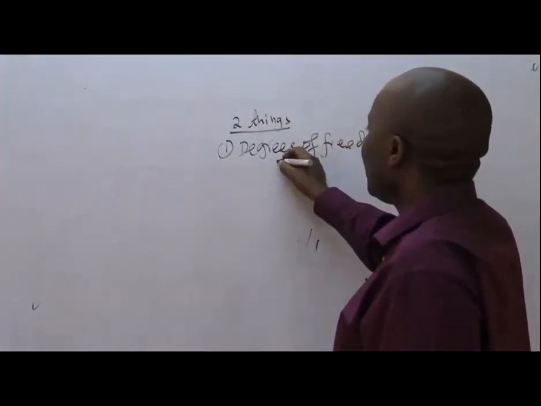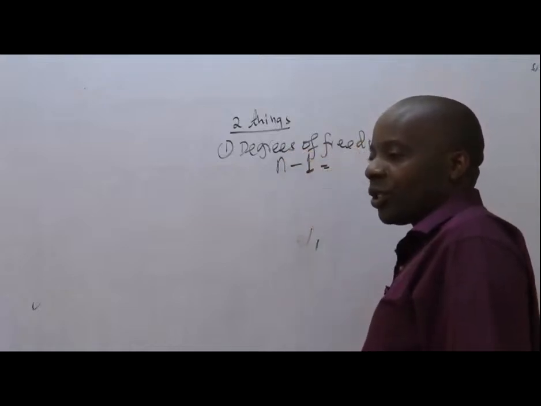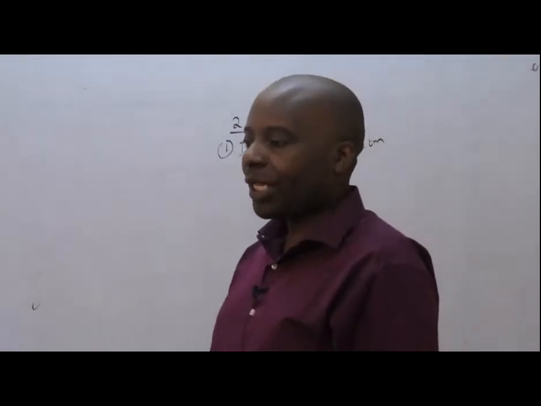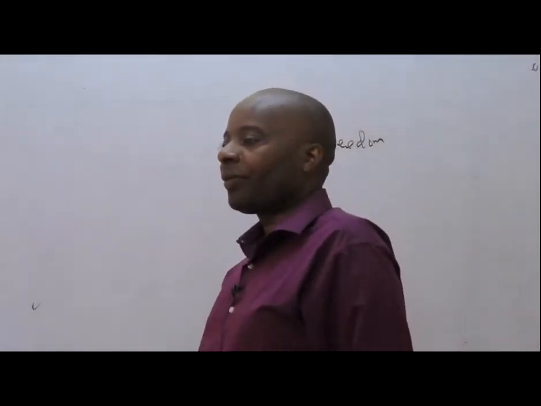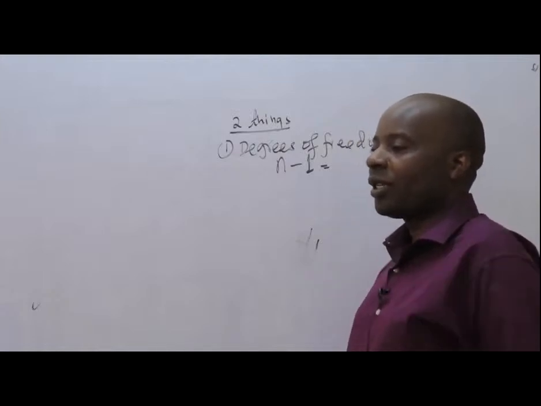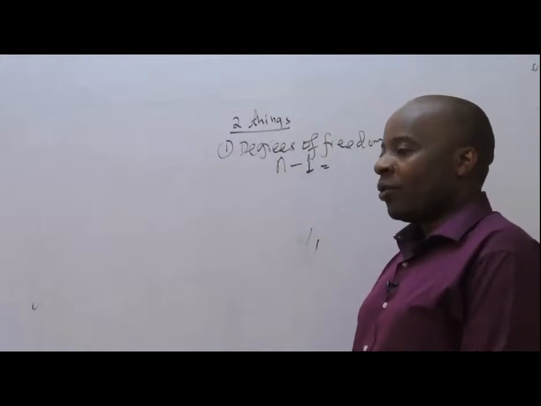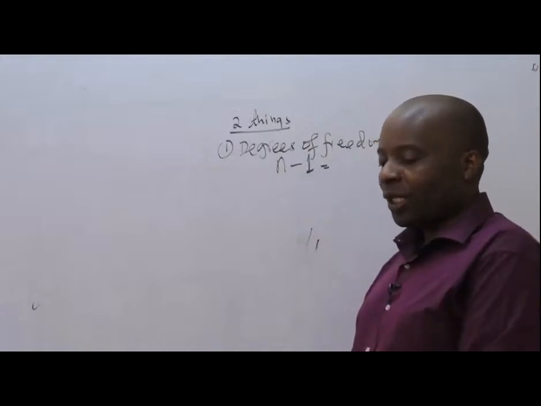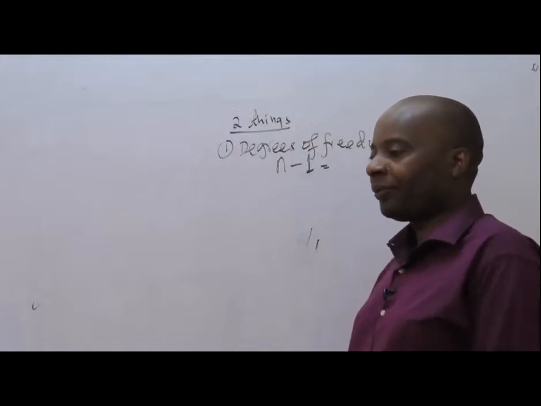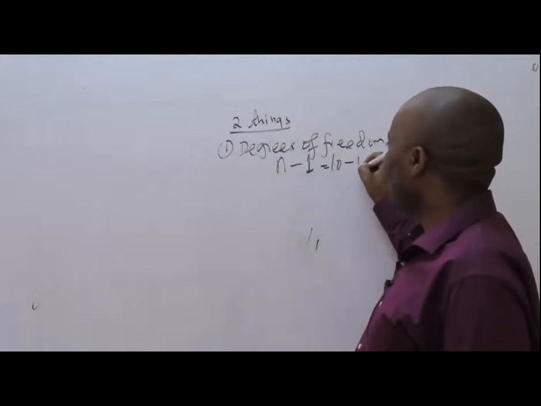How do we get this? It's n minus 1. So in this particular question, what is n? Are you able to see n there, Lillian? What is n in this question? 10. That's one, so the degrees of freedom is 9.